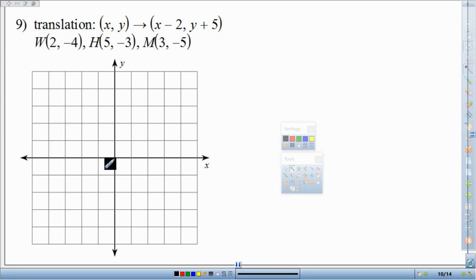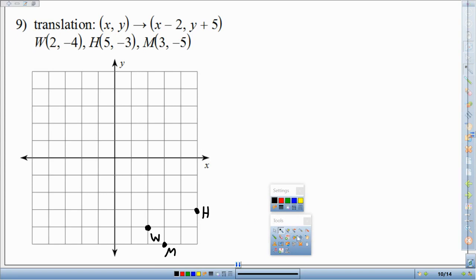So starting in the center here, whenever we plot points, we start in the center. We're going to go +2 on the X, down to -4 on the Y. Okay, there's W. Okay, next one, H is at +5 on the X, 1, 2, 3, 4, 5, down to -3 on the Y. H. And M, +3 on the X, -5 on the Y. All right, so there we go.